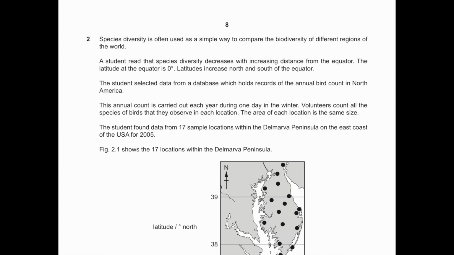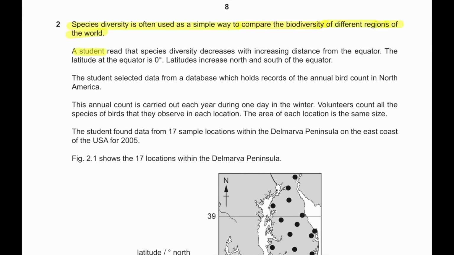Question number 2. Species diversity is often used as a simple way to compare the biodiversity of different regions of the world. A student read that species diversity decreases with increasing distance from the equator. The latitude at the equator is 0. Latitude increases north and south of the equator. The student selected data from a database which holds records of the annual bird count in North America. This annual count is carried out each year during one day in the winter. Volunteer counters count all the species of bird that they observe in each location. The area of each location is the same size.